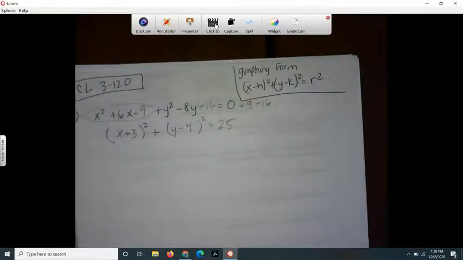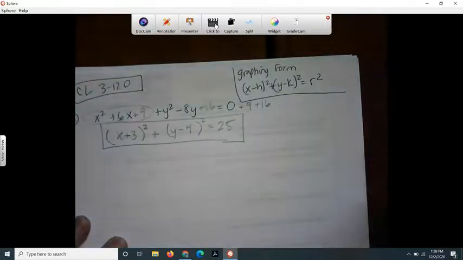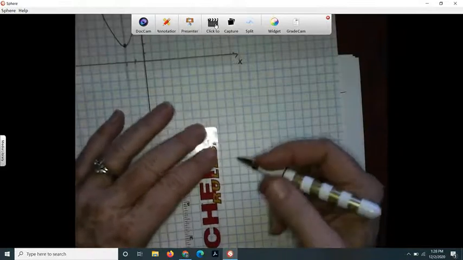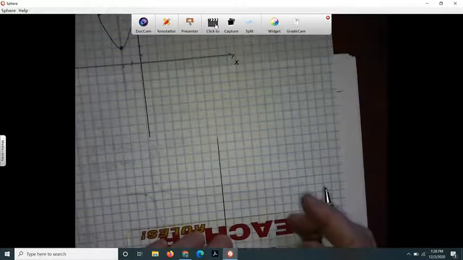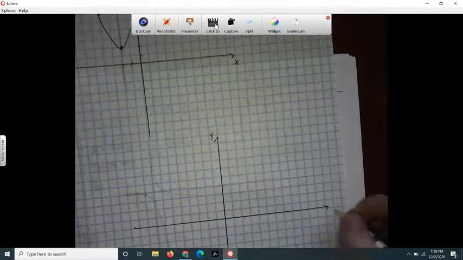So this is sufficient for the graphing form. And then I'm just going to go ahead and graph my circle. I'll just graph it on a different part of the paper, on a different graph. Okay, I'm going to label my y. I'm going to have axes here.